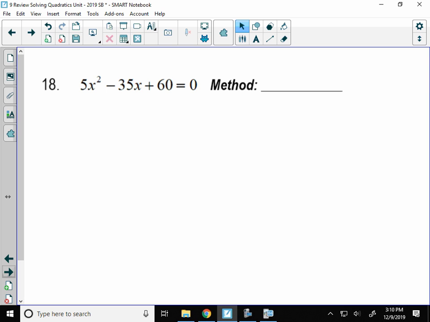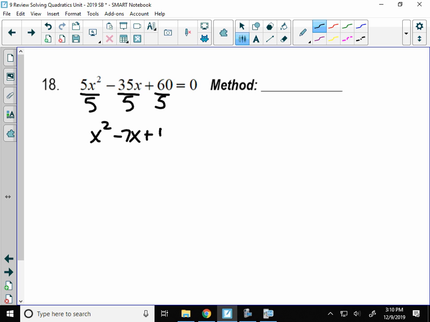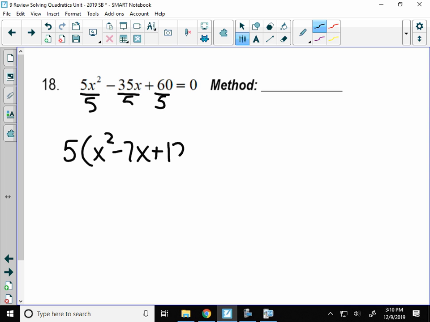All right, number 18 here. This is kind of a tricky one. I do have a GCF, so let's see if I can factor. I would normally jump right to complete the square, but if I divide by 5, I do get x squared with a 1, but then minus 7x plus 12, and I don't really want to do complete the square with that odd number in the middle. But I do know they're all divisible by 5, so maybe I pull out that GCF and see if I can factor or not. So can I find two numbers that multiply to 12 and add to negative 7? I think I can, so I'm going to factor here.